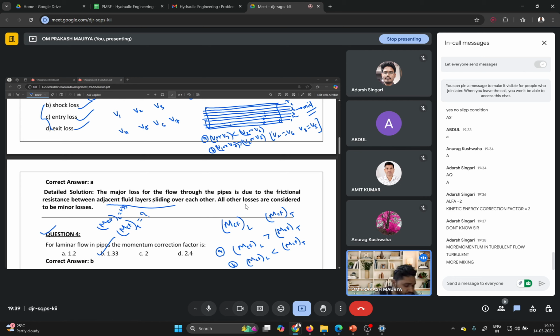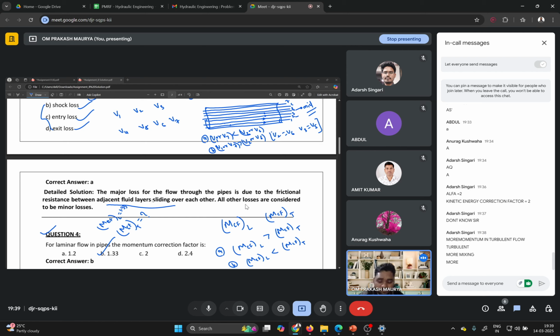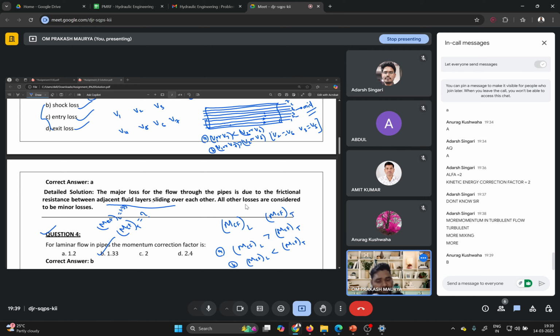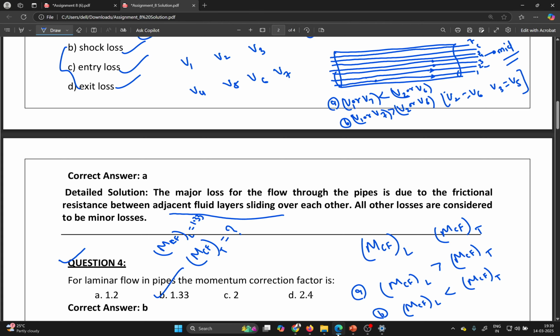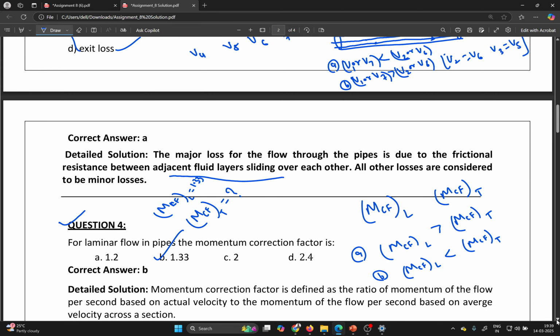Now please try to give your answer, everyone. If the momentum transfer is more in case of turbulent than laminar, which option? Okay, B you are telling, Anurag is telling B. Momentum correction factor will be more in case of turbulent than laminar. Okay. Yes, so here you can read the detailed solution.